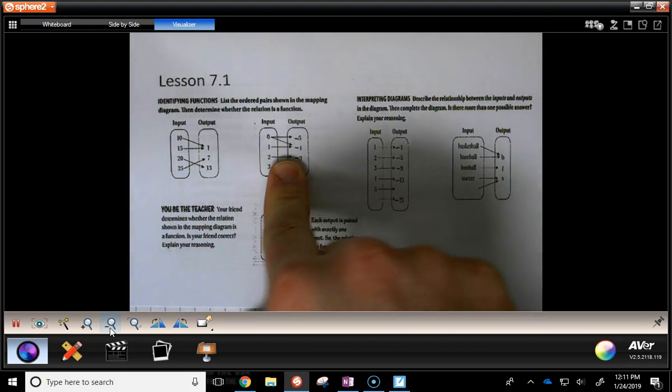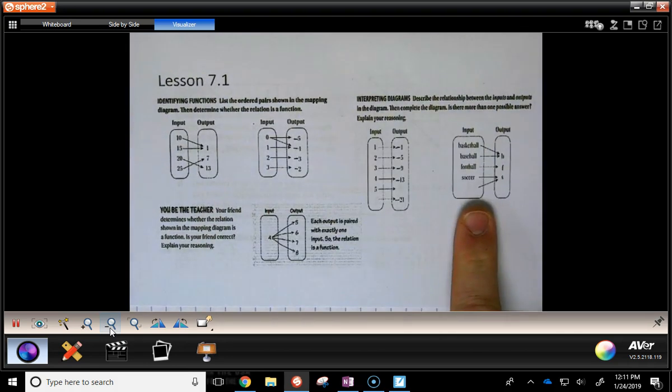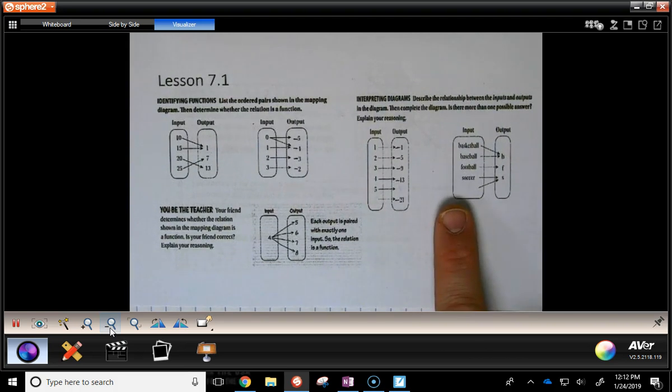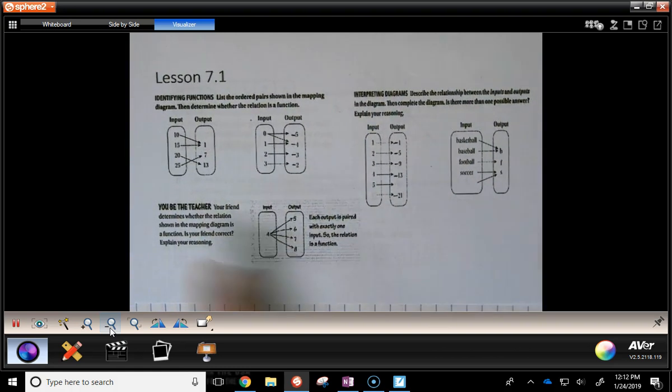Function, not a function. This one, describe the relationship between the input and output. So kind of when we made those rules. Then complete the diagram. We'll fill in the missing blanks. Is there more than one answer possible? And then the last one is you be a teacher. You're going to read the scenario and respond to it. So I'm going to come around. Two things to work on.